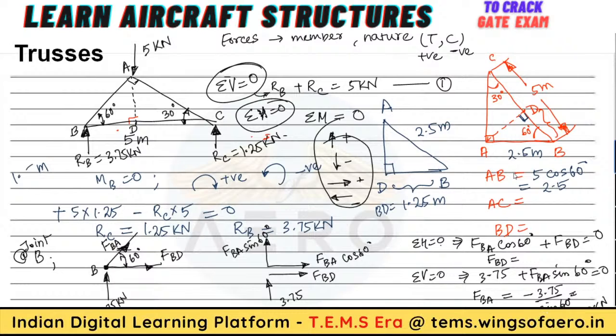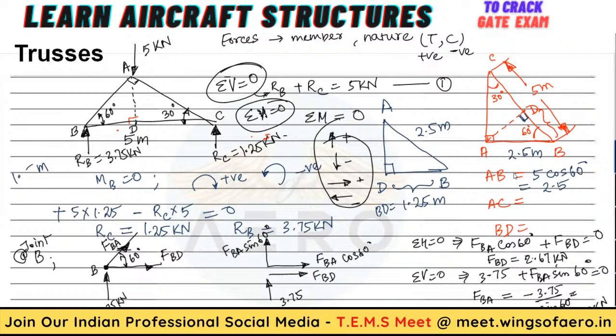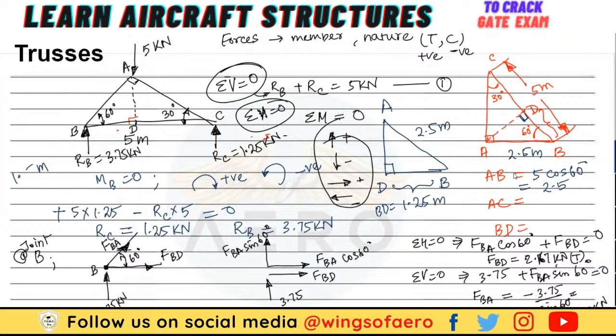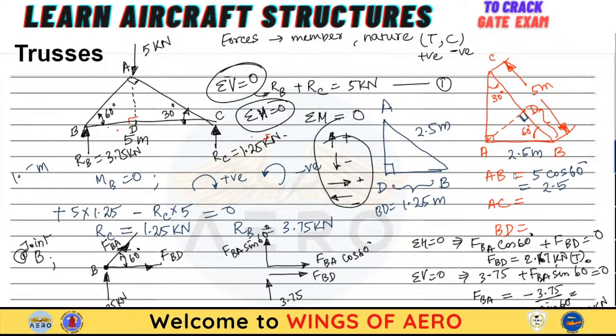2.16 tensile. Yes, 2.16. Ma'am, 2.16. Acha. It is positive, tensile, right? Yes, positive, ma'am. That means it is tensile in nature. So you can understand from here that BD is tensile.